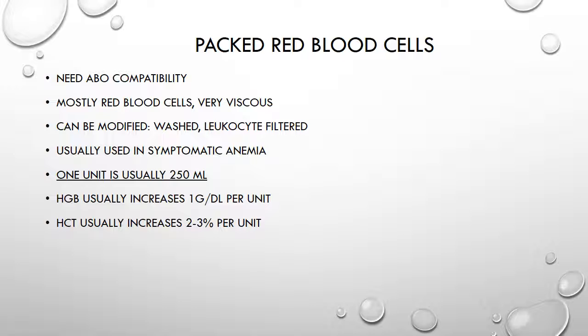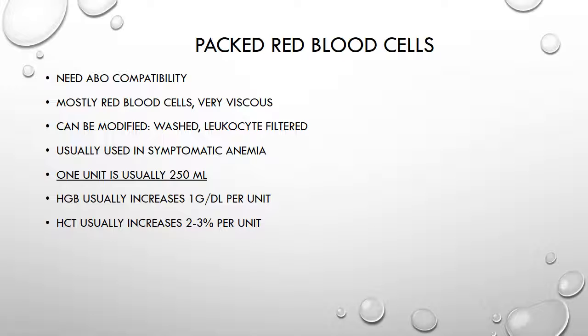When we're looking at those packed red blood cells, mostly red blood cells that are in the unit, it's very, very thick and viscous. They can be modified, meaning they can be washed, right? We can wash certain things out of them. They can filter them out for white blood cells depending on what the patient needs it for. So that's an important thing with the packed red blood cells. So they can get the red blood cells, but basically we can wash out anything that we don't need.